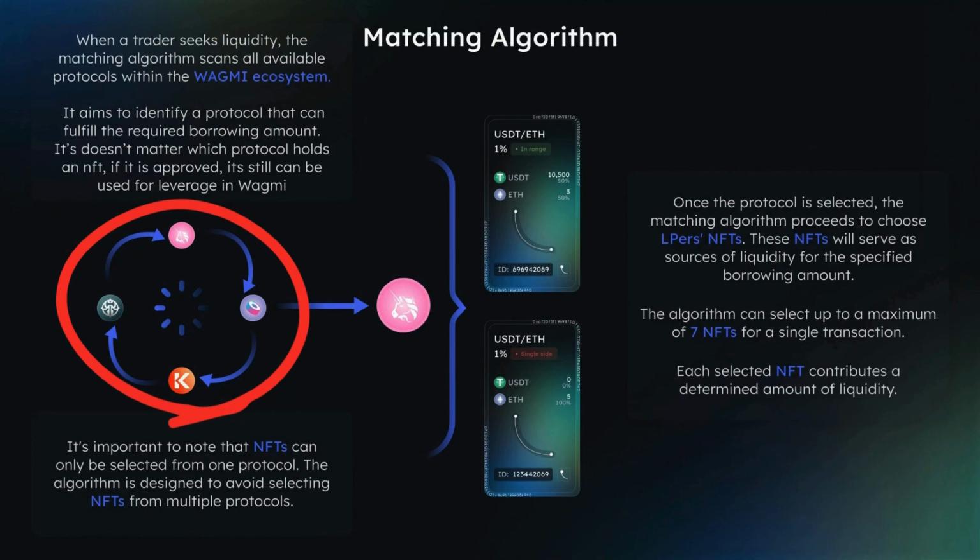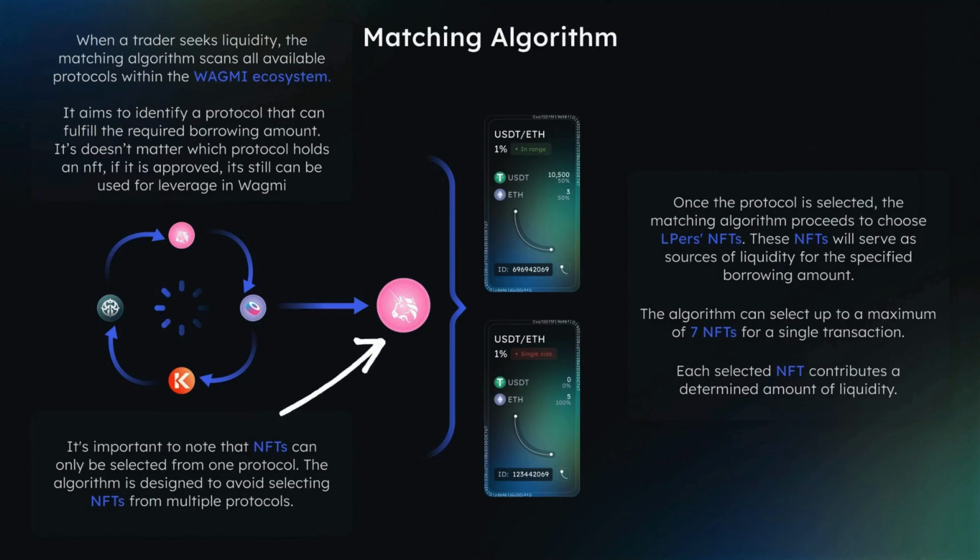It's important to note that the availability of an NFT for leverage does not depend on which protocol holds it. If an NFT is approved, it can be utilized in Wagmi. NFTs can only be selected from one protocol at a time. The algorithm is designed to avoid selecting NFTs from multiple protocols, ensuring a streamlined and efficient liquidity provision process.